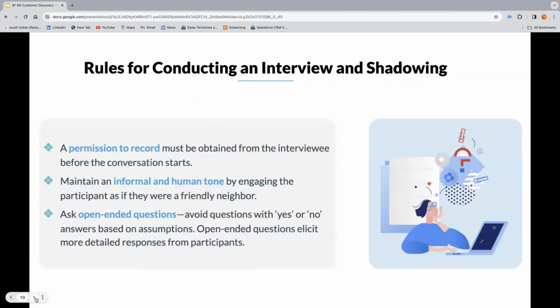Rules for conducting an interview and shadowing. Your permission to record must be obtained from the interviewee before the conversation starts. Maintain an informal and human tone by engaging the participant as if they were a friendly neighbor. Ask open-ended questions. Avoid questions with yes or no answers and answers based on assumption. Open-ended questions elicit more detailed responses from participants.